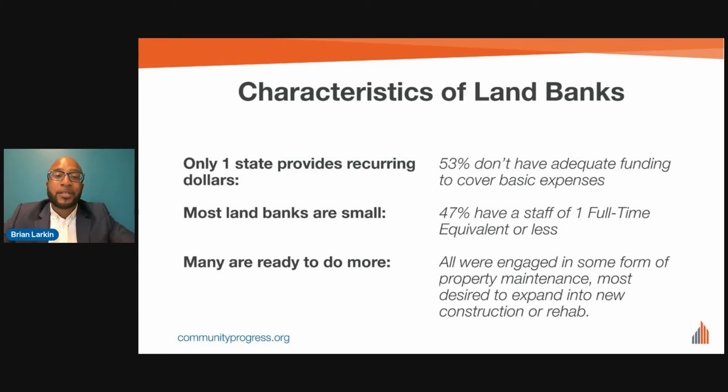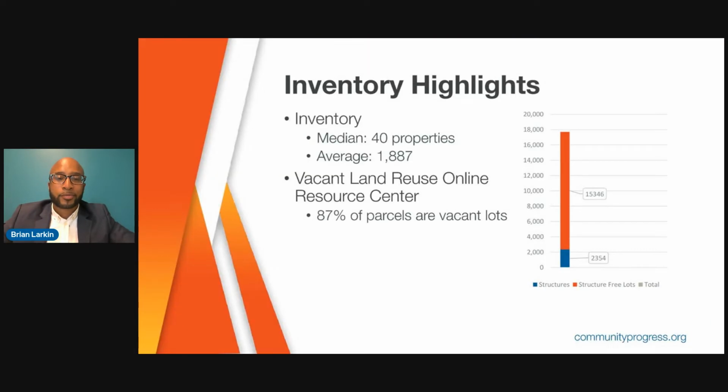And many of these land banks are ready to do more. As I mentioned on the previous slide, all are engaged in some basic form of activities, but of that full list, many land banks would like to engage in more of those activities based on what community needs are in place. And the potential exists to do that with larger supports. So when we're looking at what land banks have in their property, the median inventory of land banks is 40 properties, while the average is around 1,800. And that's representative of some large outliers.